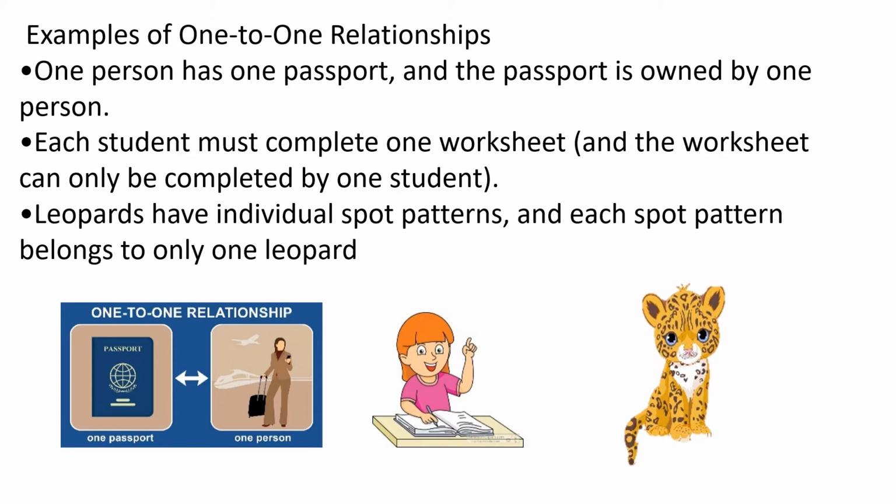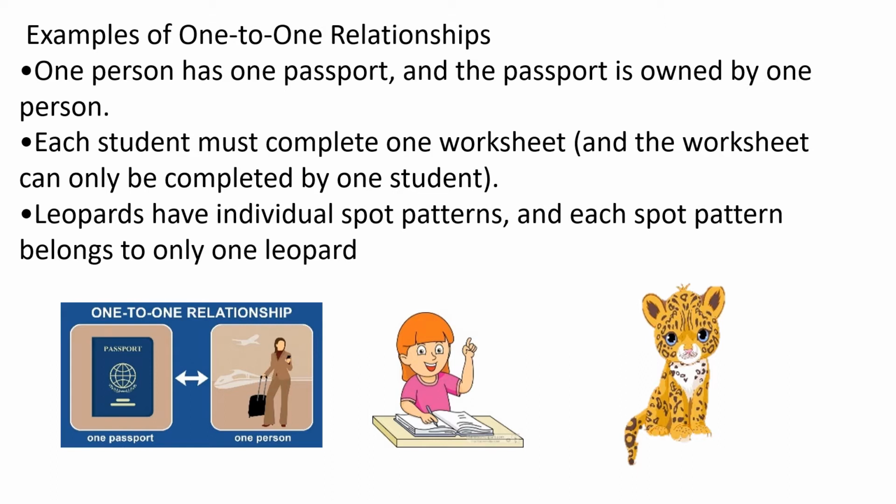We have also another example. Each student must complete one worksheet and the worksheet can only be completed by one student. Unless it's a group activity. Since it is an individual activity, one paper should be one student's own paper. So your answer cannot also be your classmate's answer.